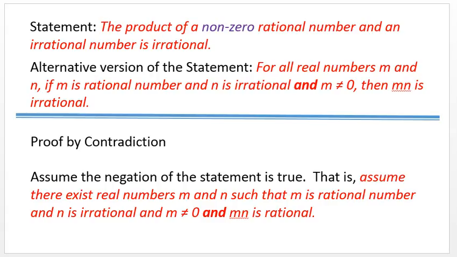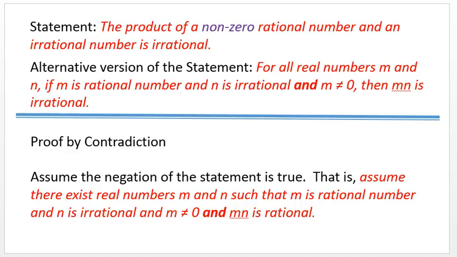Again, if we think it's true, then it's helpful to translate it into mathematical language. We're really saying that for all real numbers m and n, if m is rational and n is irrational, and m is non-zero, so m does not equal 0, then the product m times n is irrational. So that's an alternative version of the statement. It turns out that this statement is true. When you take out 0, all of a sudden it becomes a true statement.